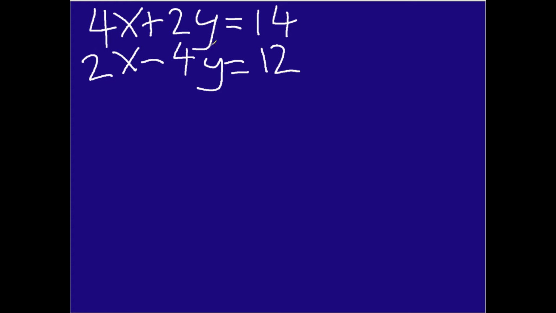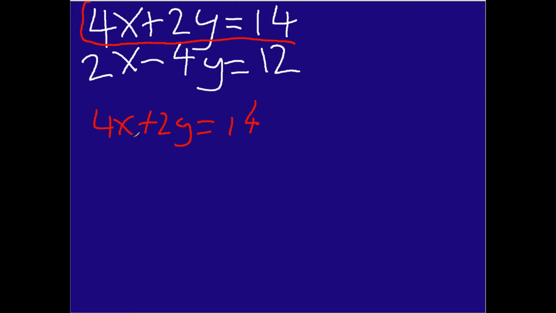Now, how we can normally do this is we solve for y in one of the equations. So I'm going to solve this one first, 4x plus 2y equals 14. I'm going to solve it for y. So I'm going to do that down here. 4x plus 2y equals 14.